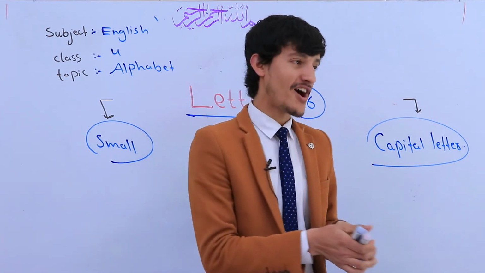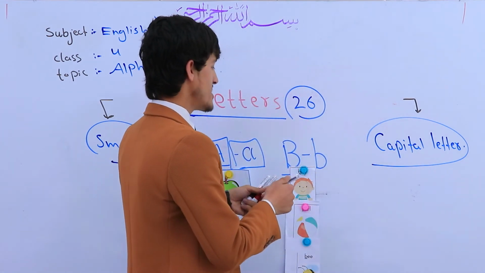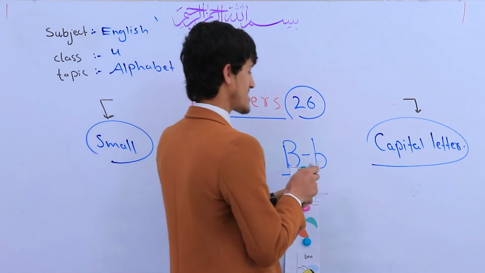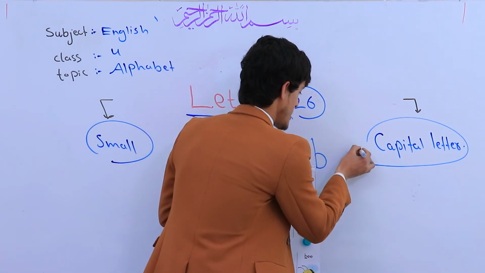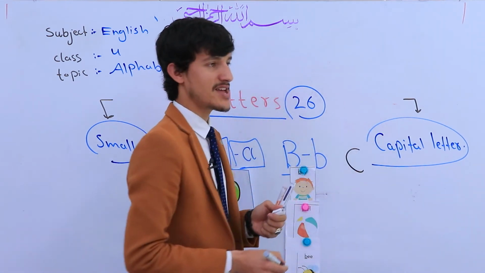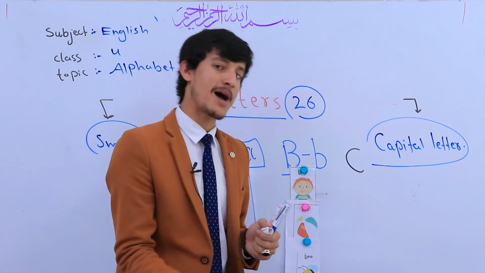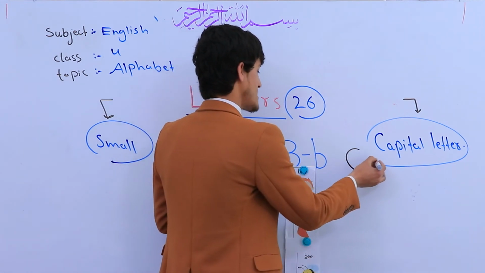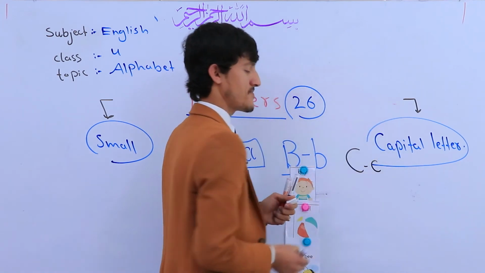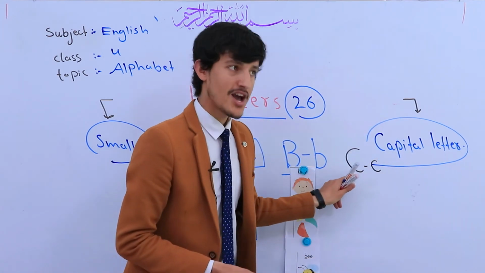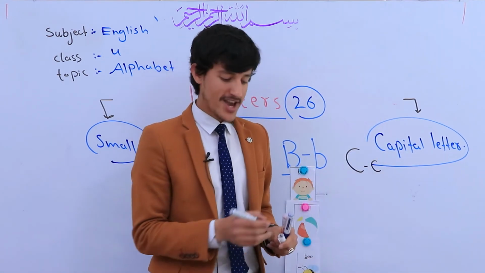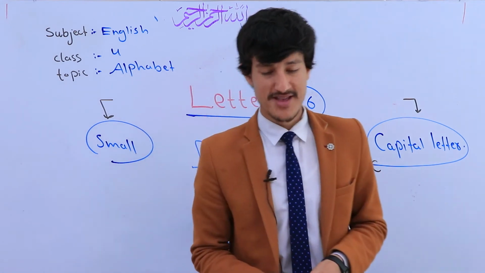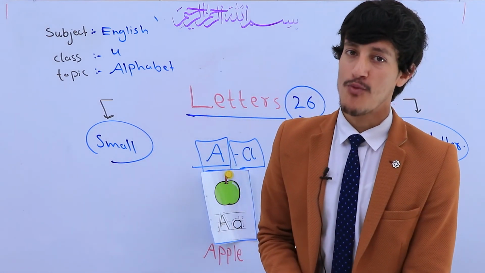Okay, how do we write C? We write C like this. This is C and this is capital C. And this is small c. Right? Now, who can tell me something that starts with C?